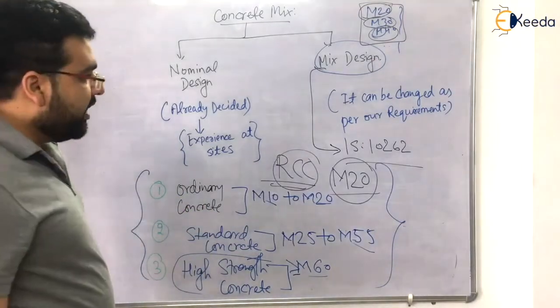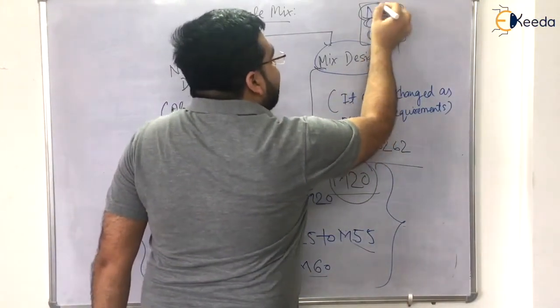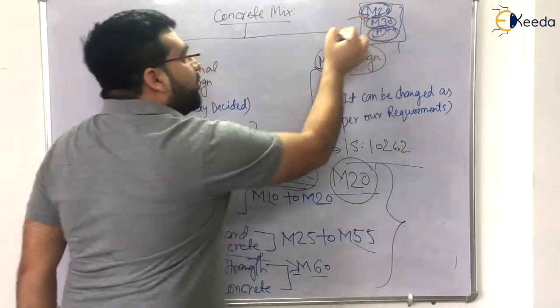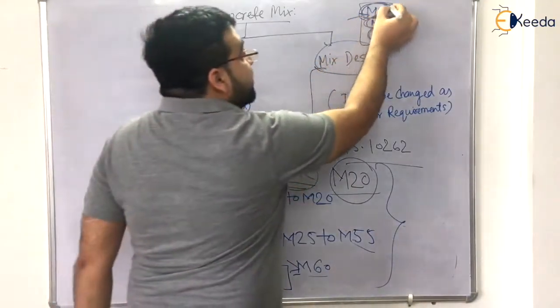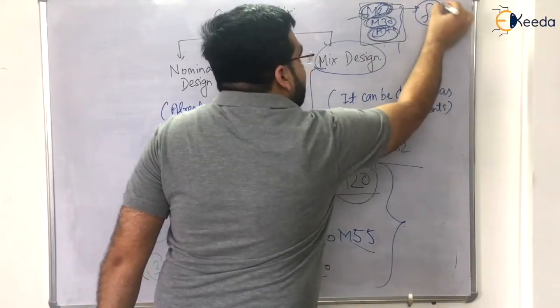Okay, so now you have understood the classification of concrete into ordinary, standard and high strength concrete. Now let us discuss what I was telling you, what is M40, what is M30, what is M20. M you have already known, it is mixed design. Now what is this 20? 20 is the characteristic strength. It is denoted by FCK.